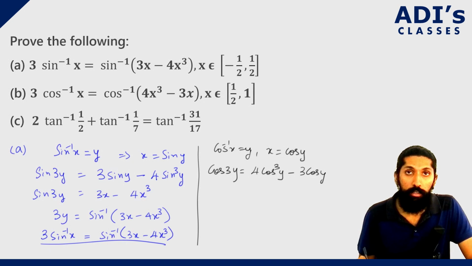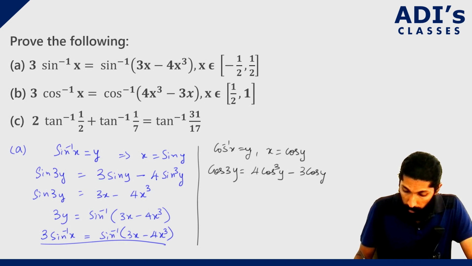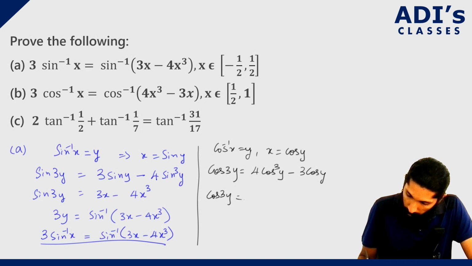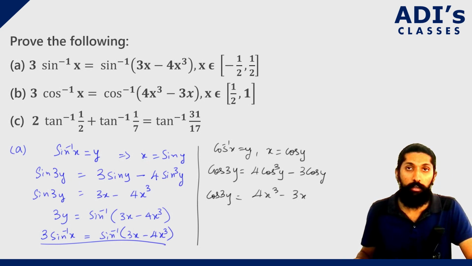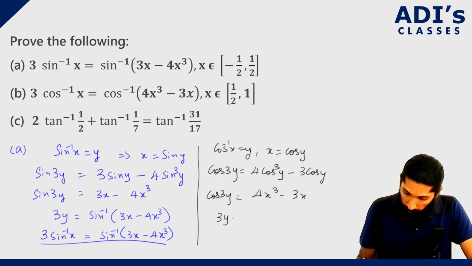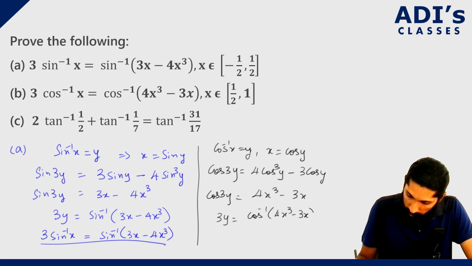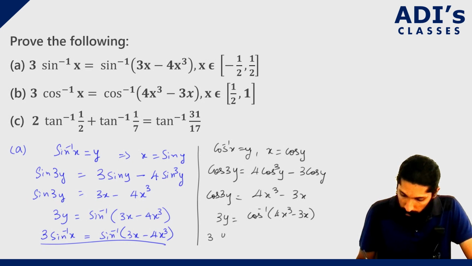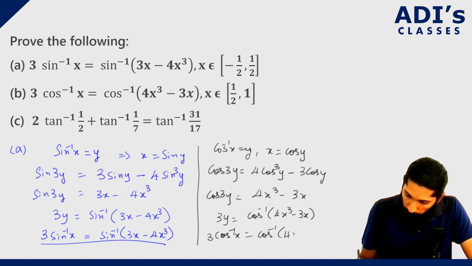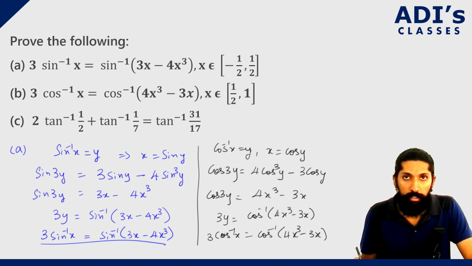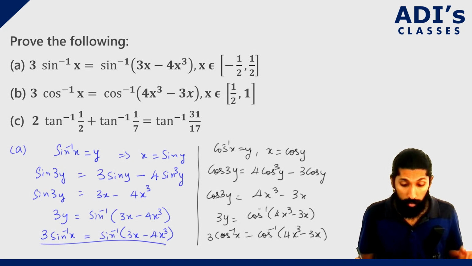What is cos y? Cos y is basically x. So cos 3y is equal to 4x cube minus 3x. So 3y is equal to cos inverse of 4x cube minus 3x. So what is y? Y is basically cos inverse of x. So 3 cos inverse of x is equal to cos inverse of 4x cube minus 3x. Make sense? Now let's do the third problem.